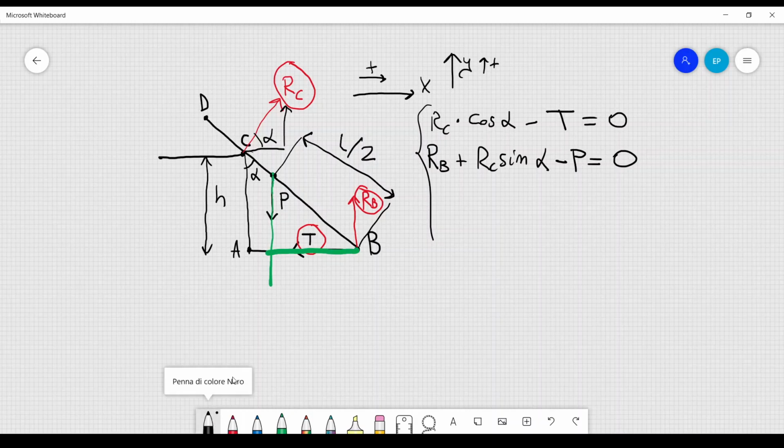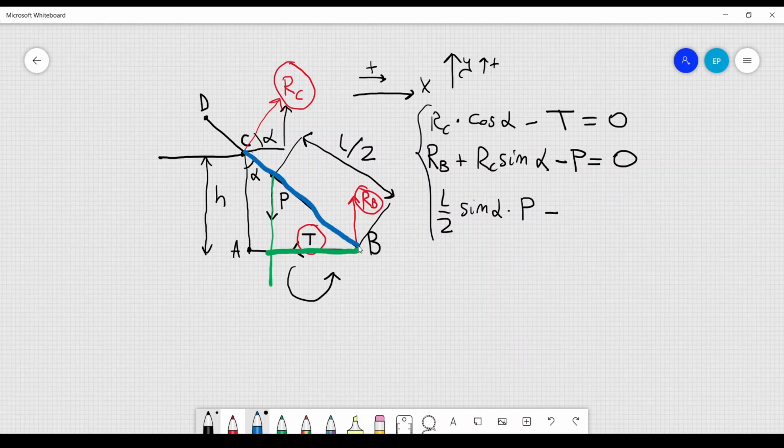So that distance is just L over 2 times the sine of alpha times P, and the force P generates an anti-clockwise moment. It's quite easy to visualize. And let's assume that anti-clockwise moments are positive, so we put a plus sign here. The forces RB and T generate no moments, because the distance from the point B is equal to 0. Whereas the force RC generates a moment with a negative sign, because it goes clockwise, and we need to find this length, which is the distance from the force RC, and this length here is just h divided by the cosine of alpha. So we have minus h over cosine alpha times RC equal to 0.